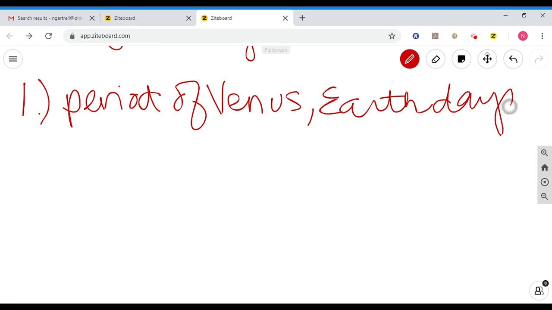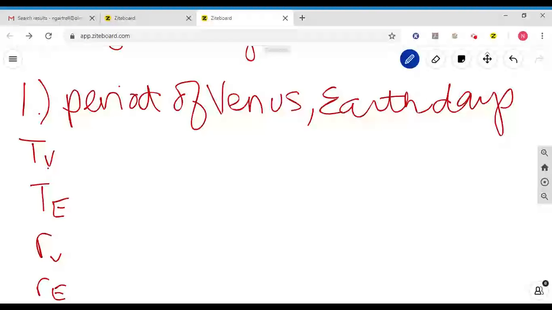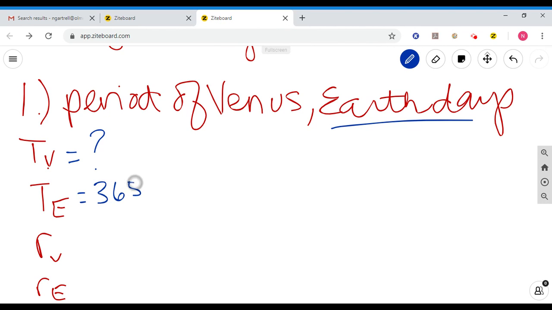Okay. So step one is to list the givens. And I usually start by listing the two periods. Oops, it's definitely not a V. All right, so I'm listing the two periods, V for Venus, E for Earth, radius of Venus, and radius of Earth. Okay. So it says to find the period of Venus. So I'm going to put a question mark because that's what we're looking for. The time that it takes Earth to rotate is days. So that's 365 days.